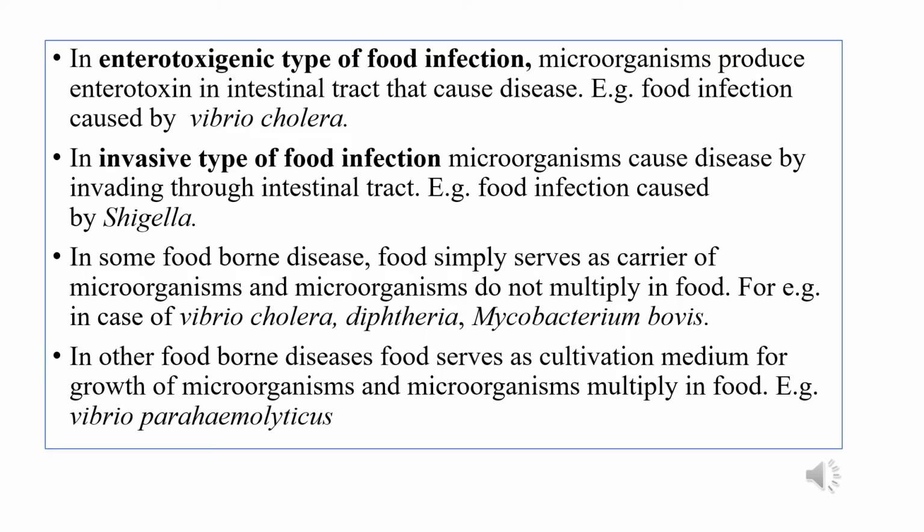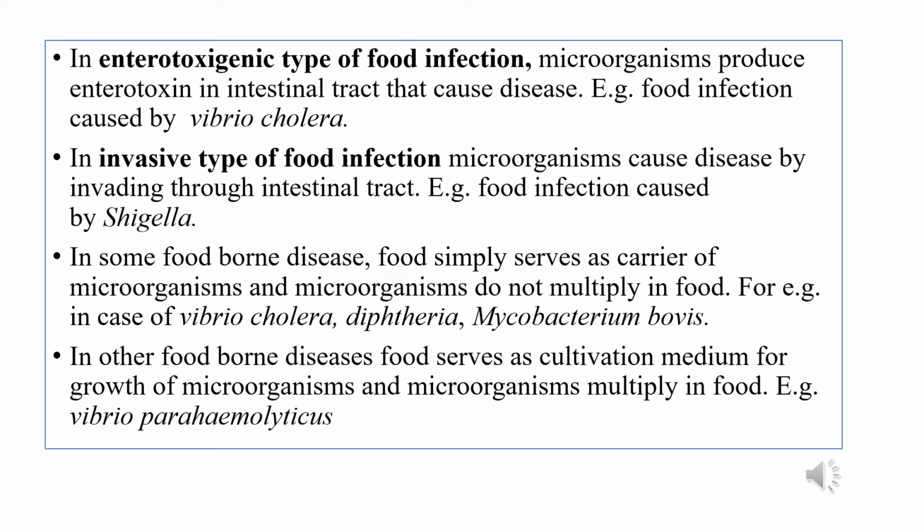The second type of food infection is the invasive type of food infection. In this type, the microorganism causes disease by invading through the intestinal tract. So, in the enterotoxigenic type, the toxic chemicals in the food cause the infection, whereas in the invasive type, the microorganism itself causes the infection in the intestinal tract. An example is the food infection caused by Shigella.